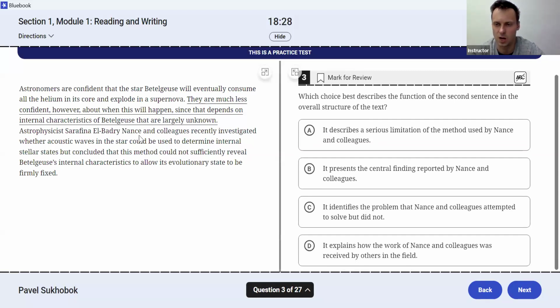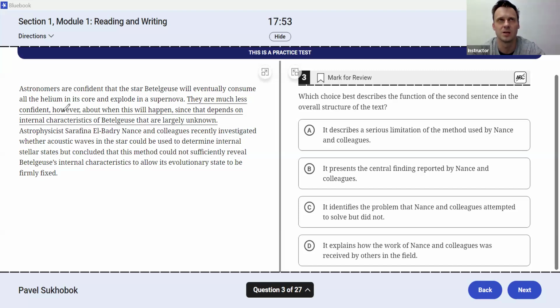Now, at this point, another tip: what I like to do is formulate my own answer before looking at the real answers. This way I'm not misled by any of the trickier answers that sound right but may be wrong. So again, I'm going to go out on a limb here and try to figure out what it is in my own words. Looking at the underlined sentence, we know the first sentence was about how we know that this star is going to explode sooner or later. However, the second sentence says they are much less confident about when this will happen since we don't know the characteristics of this star.